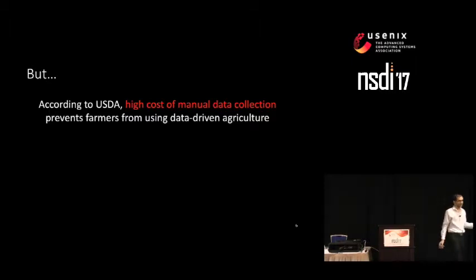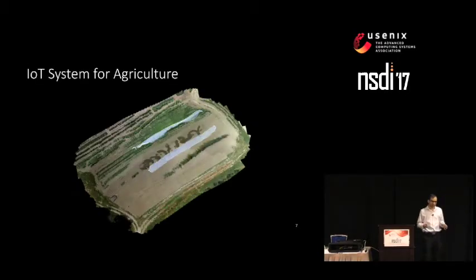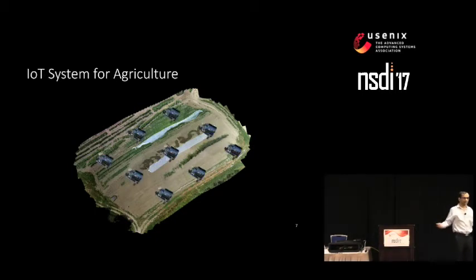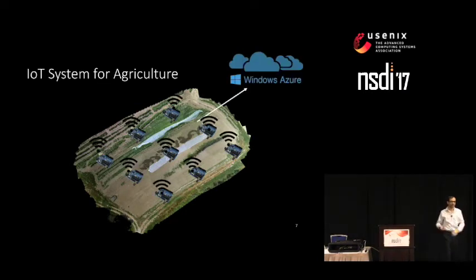But let's look at this problem again. The problem is manual data collection. We're networking researchers. We solve these problems every day, right? We take a manual data collection process and make it automatic. So let's try doing that. Let's try building an IoT system for agriculture. And let's start with something really, really simple. We take these sensors and spread them all across the field. And then we connect them to the internet using cellular connectivity. And then we send all this data to the cloud.